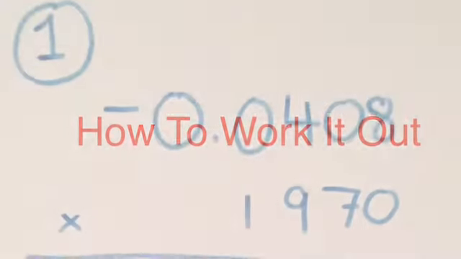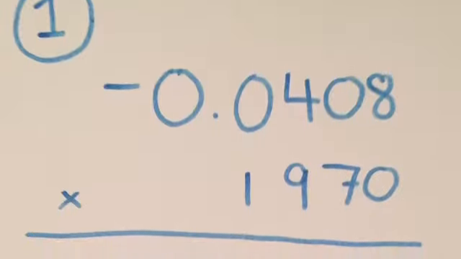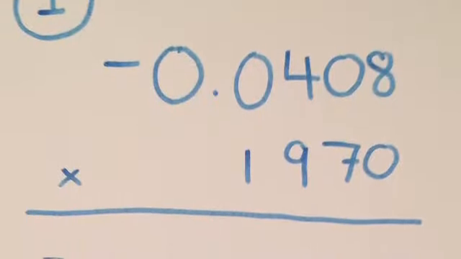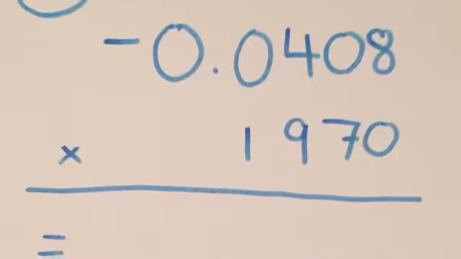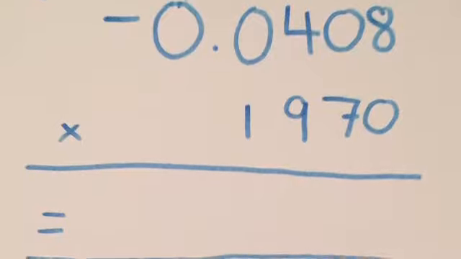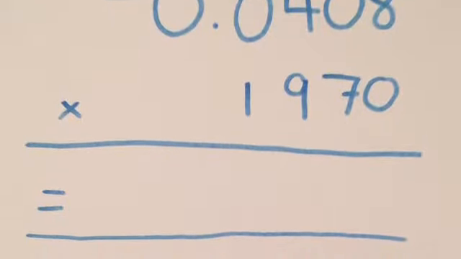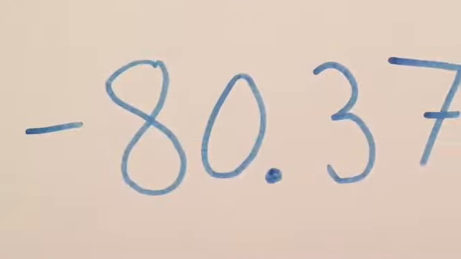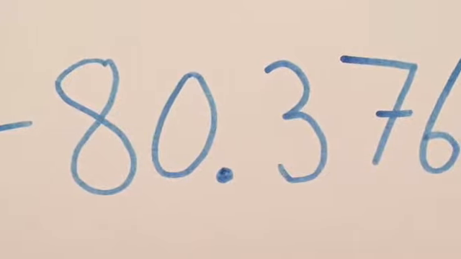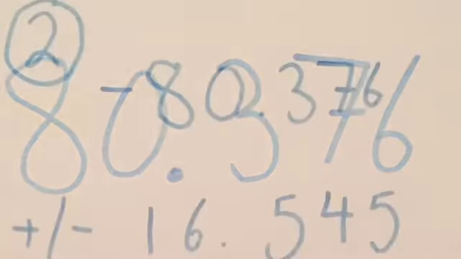This time we are going to show you how to work it out in only 2 simple steps. In step 1, you have to multiply negative 0.0408 by 1970 to get your final answer. Now don't forget to add those extra digits in. Step 1 should now give you an answer of negative 80.376.